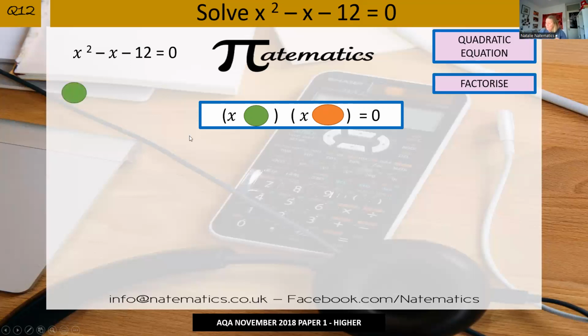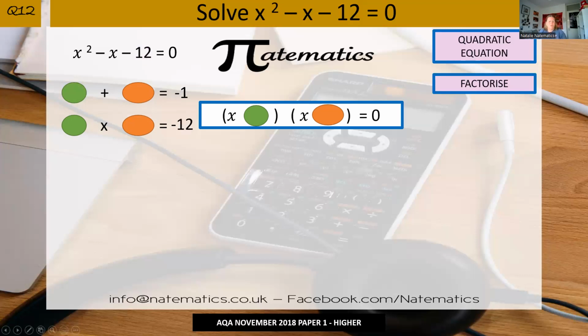Okay, so basically what we're looking for is what is here. I'm going to call it a green circle, to try and keep it simple. So the green circle added to whatever's underneath the orange circle must add to give whatever is in front of the x term, which is here -1, because it's minus. We don't show a 1 in algebra. There's lots of numbers that could fit that, aren't there? We also have another criteria, and that is that whatever is where the green circle is, multiplied by whatever is underneath the orange circle, must multiply to the number term, the -12.